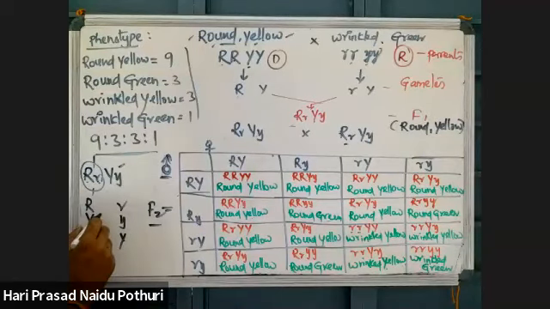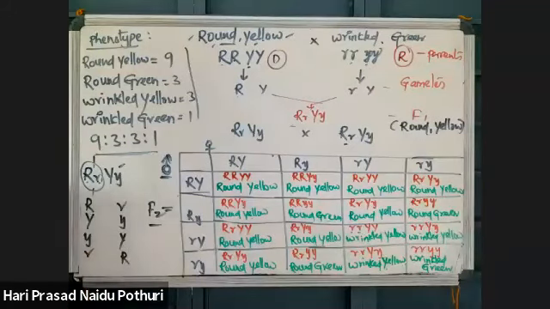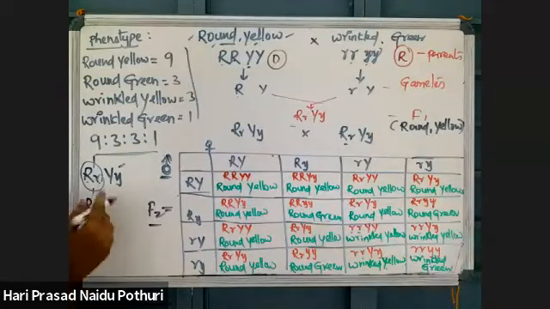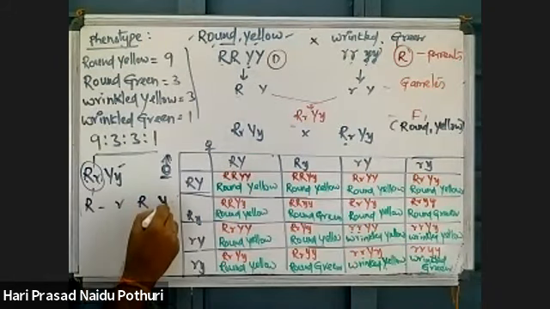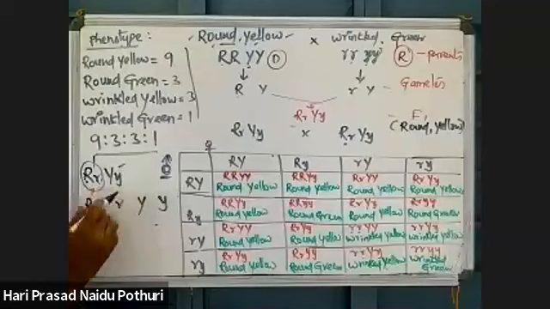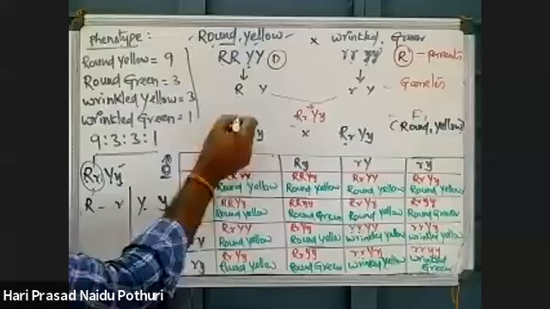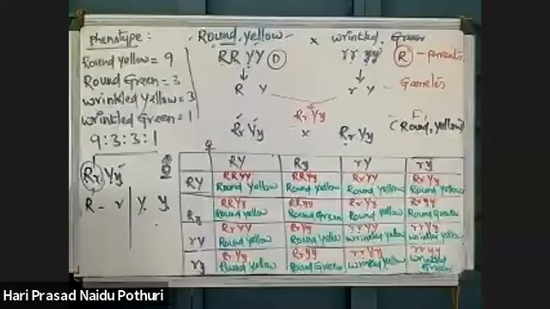Or capital R, small r. Sorry, I wrote it differently. Capital R, small r is shared once, and capital Y, small y are separated. Capital R, small r gets separated and capital Y, small y gets separated. So this is one chromosome, and this is another chromosome with another gene.